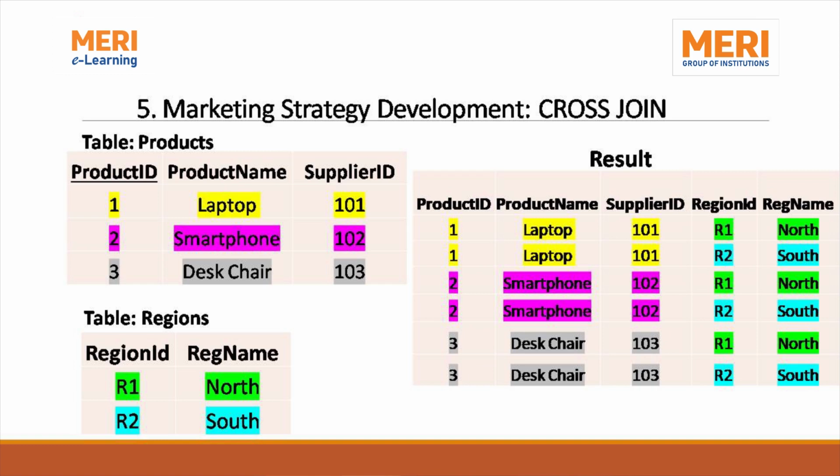The query uses a cross join to combine every row from the products table with every row from the regions table, resulting in a complete set of combinations showing each product paired with each region regardless of any specific relationship between the products and regions. This can be useful for analyzing product preferences across different regions.